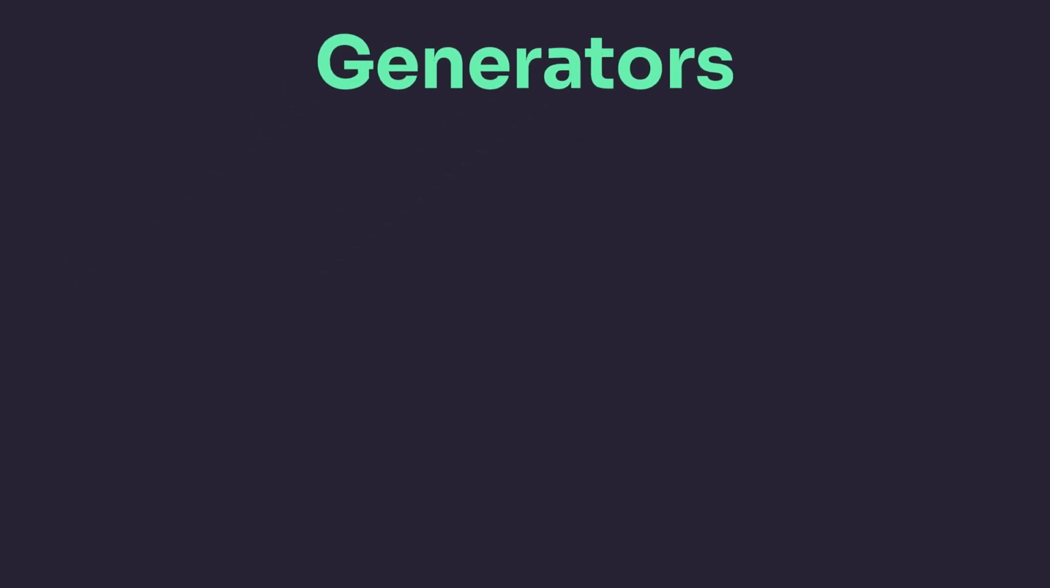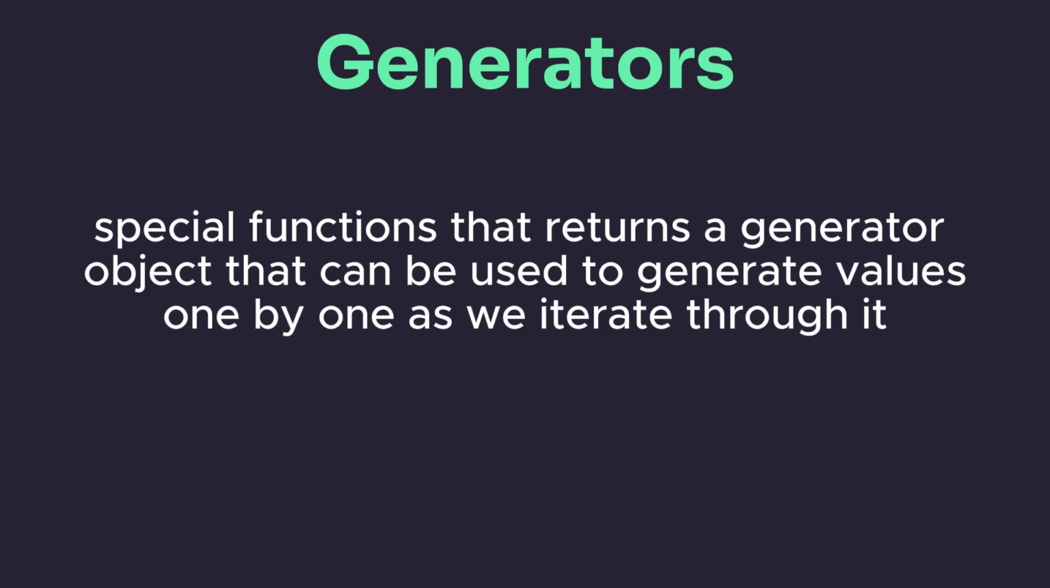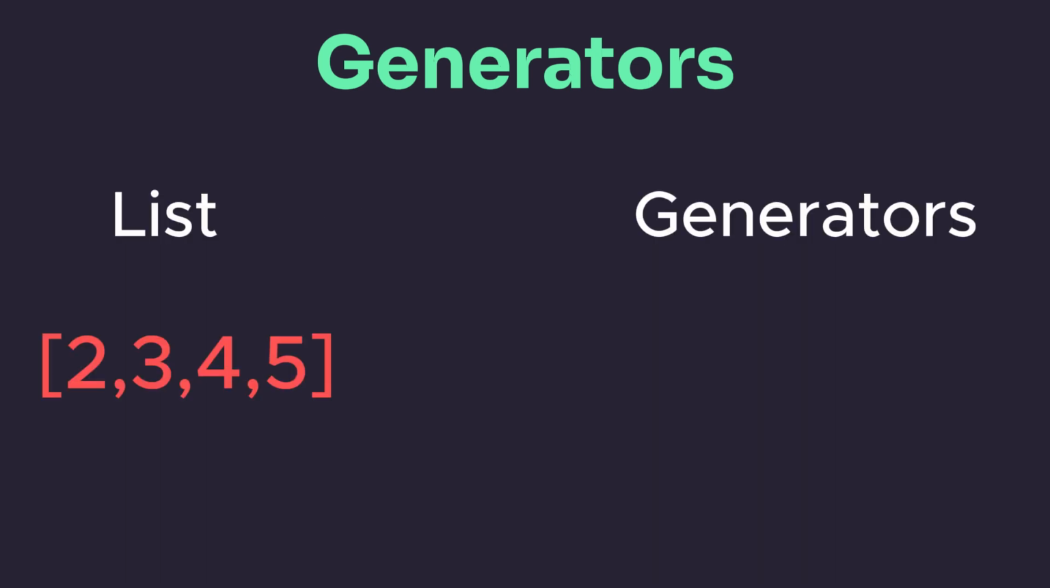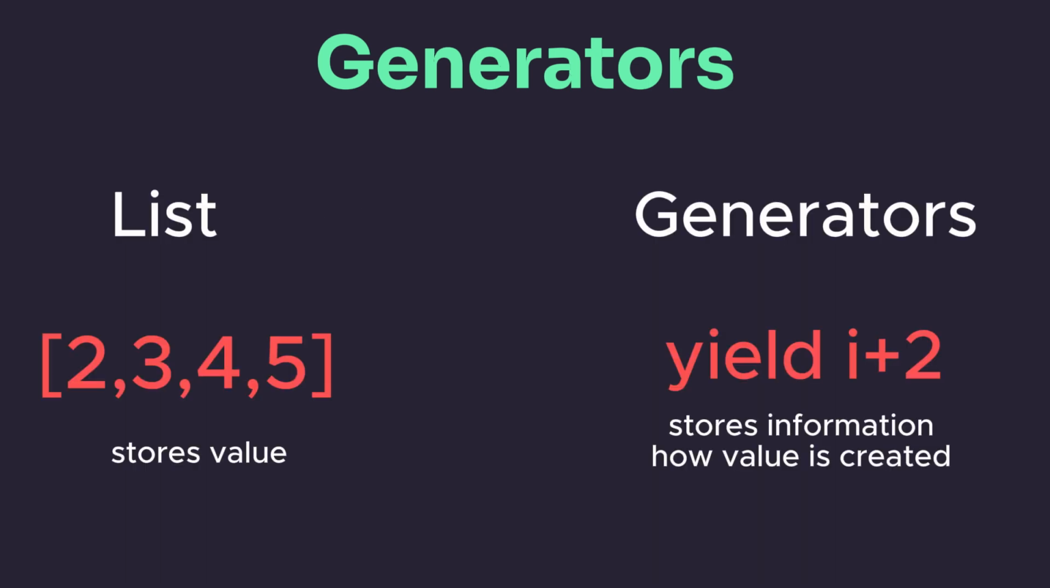Let's start with a technical definition. Generators are special functions that return a generator object. This object can be used to generate values one by one as we iterate over it, avoiding unnecessary computations. In simpler terms, generators do not store values. Instead, they store the information on how to generate values instantly when needed.